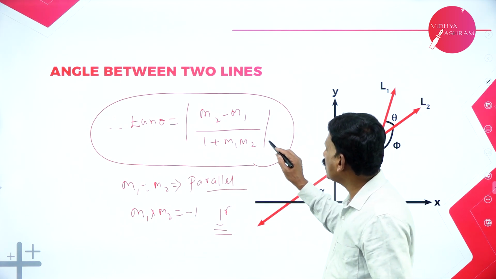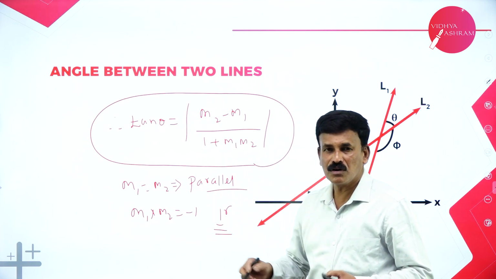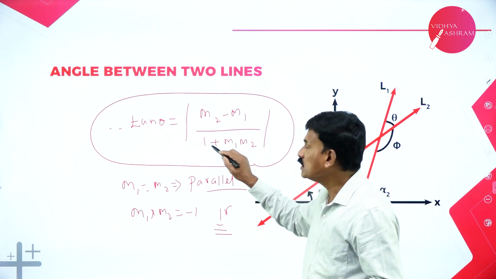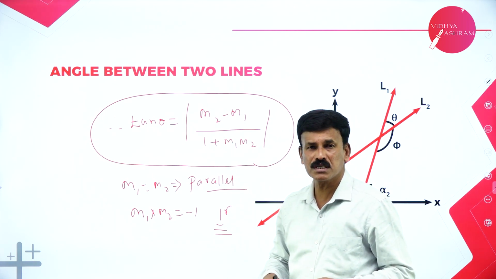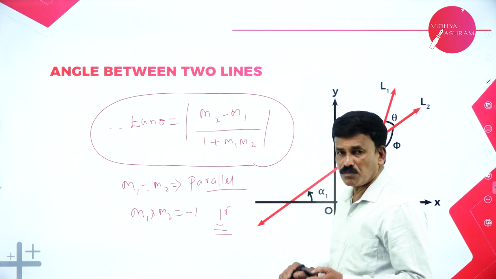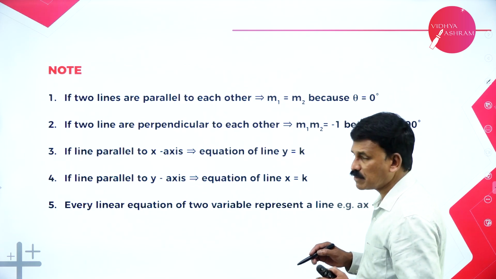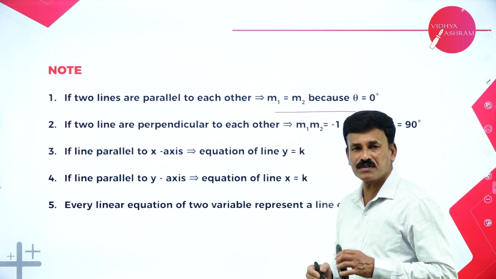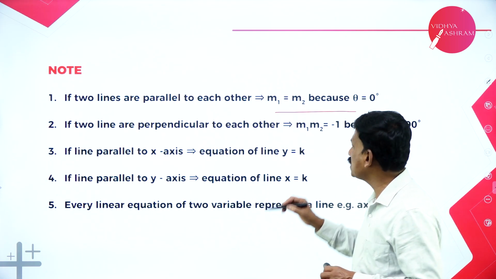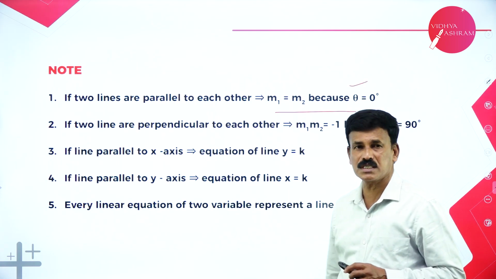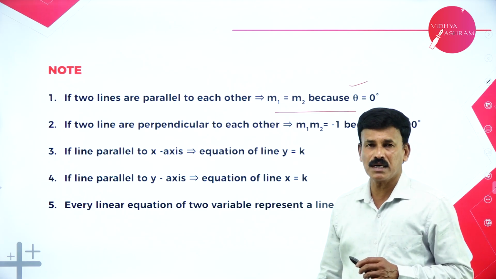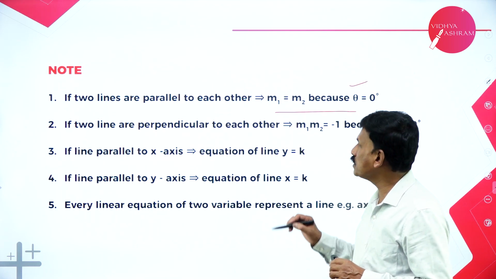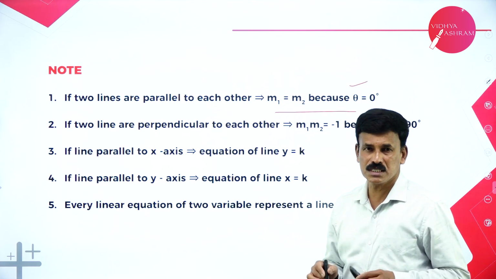So depending upon the positive or negative value of tan theta, it can be written as the mod of m2 minus m1 divided by 1 plus m1 m2. Now, by knowing this, let us look at some important points. If two lines are parallel to each other, then the slopes of the lines are equal, m1 is equal to m2. In this case, tan theta is equal to 0, which means theta is equal to 0. The angle of intersection between the two parallel lines is 0 degrees.